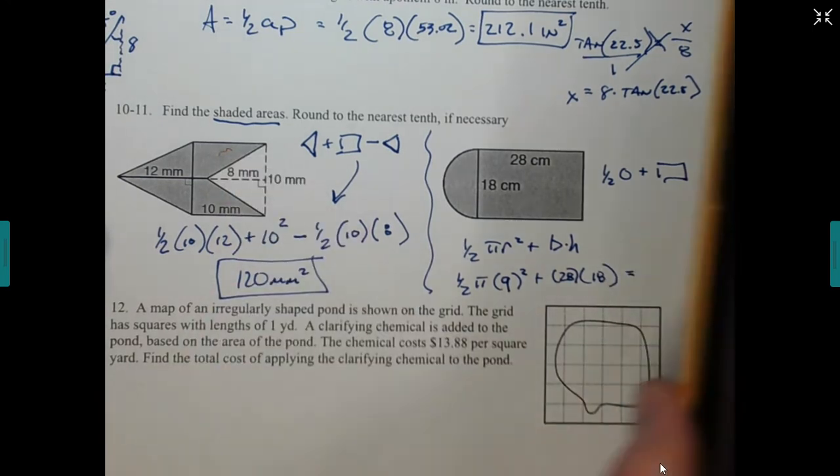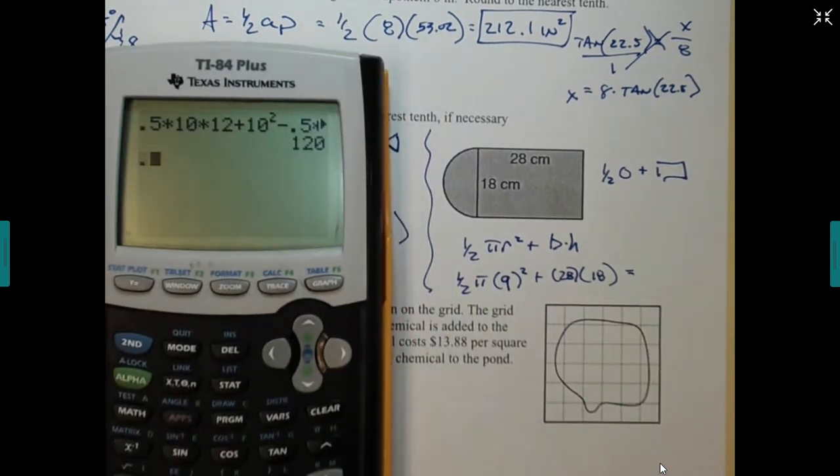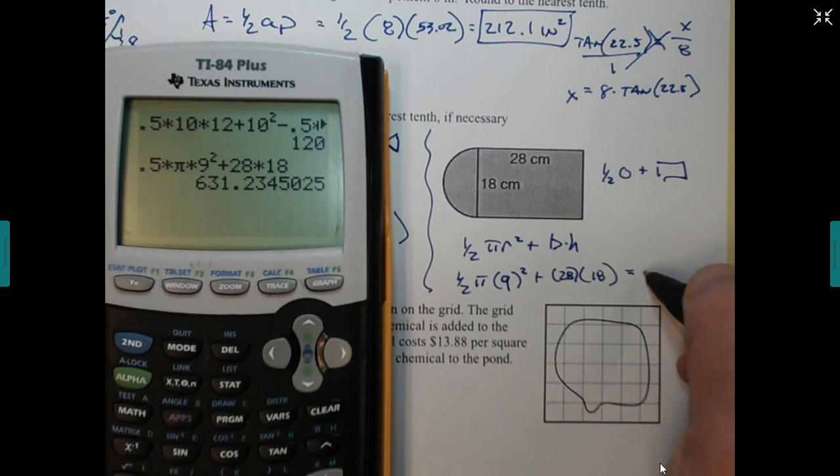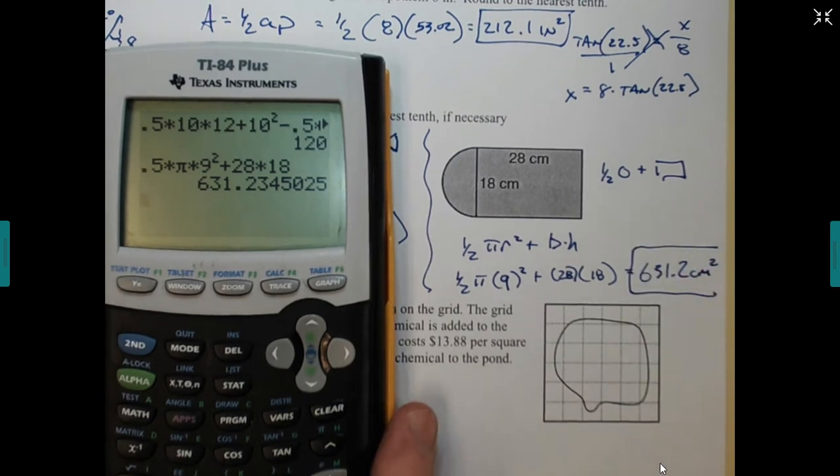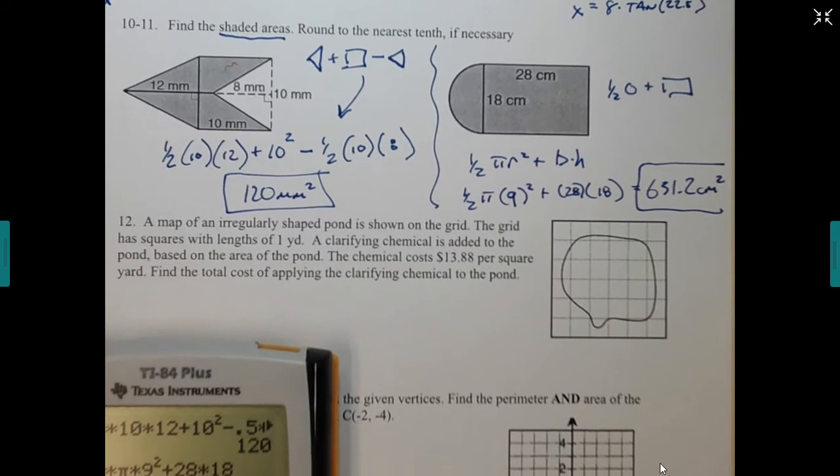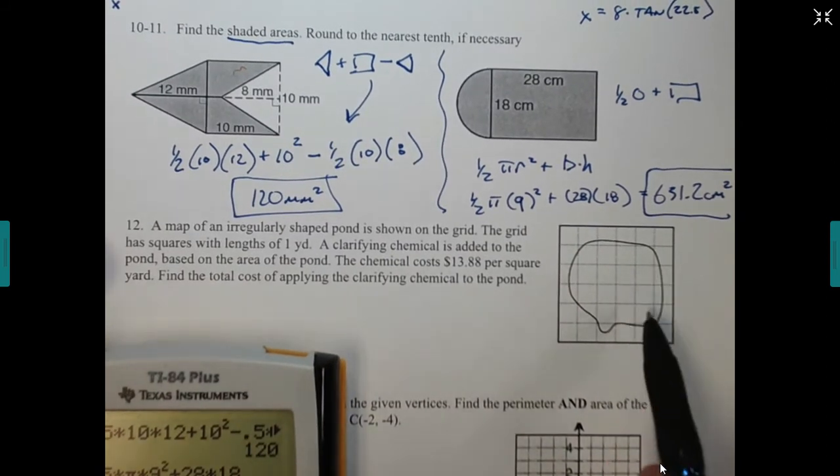All this goes into the calculator. 0.5 times pi times 9 squared plus 28 times 18. Rounding to the tenths, I got 631.2 centimeters squared.